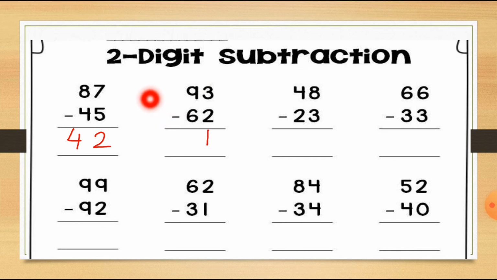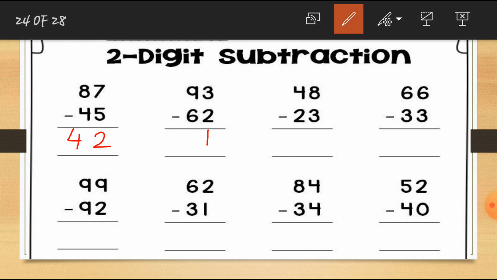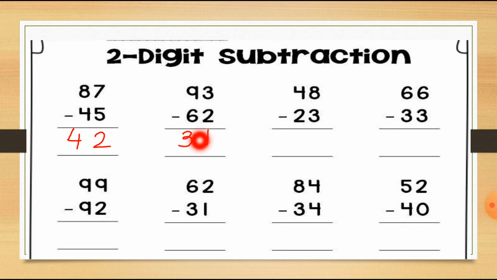And in the tens column, 9 and 6. So we will cut this 6 from this 9. So how much do we have now? 9 minus 6 is equal to 3. So I write number 3 here. You can see I write the answer. So this is how easy it is.